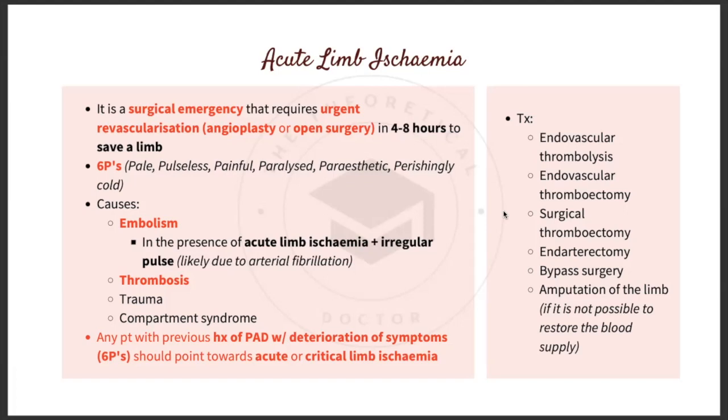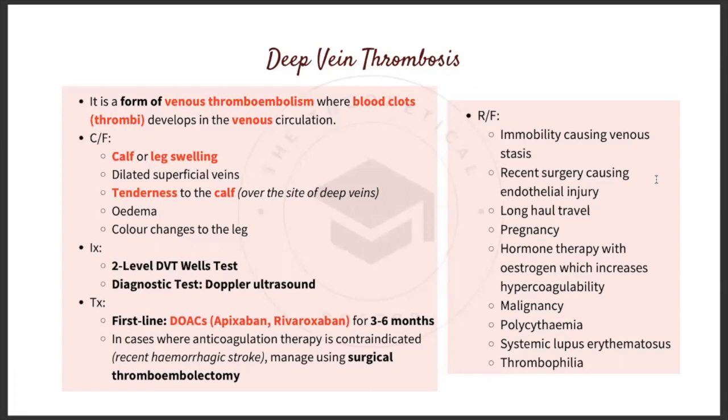So endovascular thrombolysis involves inserting a catheter through the arterial system to apply thrombolysis directly into the clot. Endovascular thrombectomy involves inserting a catheter through the arterial system and removing the thrombus by aspiration or mechanical devices, so it's less invasive. A more invasive one would be the surgical thrombectomy, which involves actually cutting open the vessel and removing the thrombus itself.